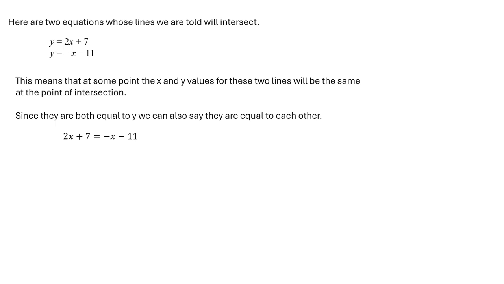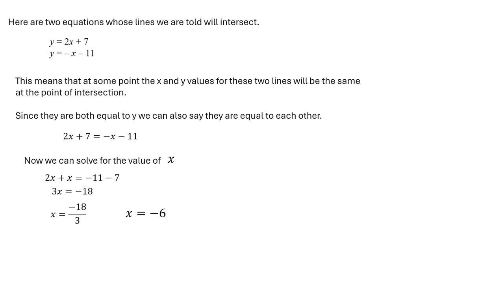Now that we only have a single variable, x, we can solve for x. We simply collect all of the x terms on one side and put all the numbers on the other side. This leaves us with an equation that reads 2x plus x equals negative 11 minus 7. Further simplifying gives us 3x equals negative 18, and a final value for x of negative 6.